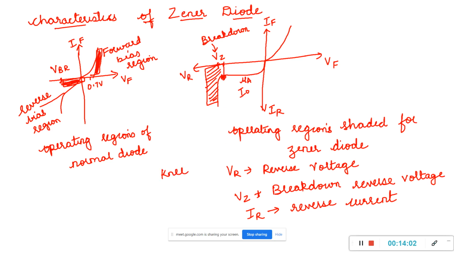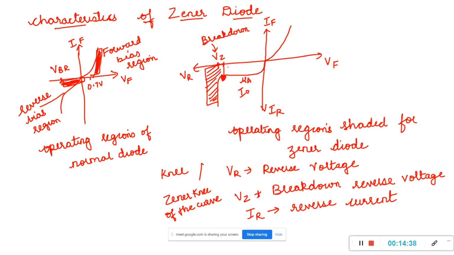Here at this point, the current increases from a low value to a large value. Such a drastic change in the current, that particular point of sharp change in the reverse characteristics, is known as the knee, or the Zener knee of the curve. At this knee, the breakdown is said to occur. At this knee voltage, breakdown is said to occur in the device.